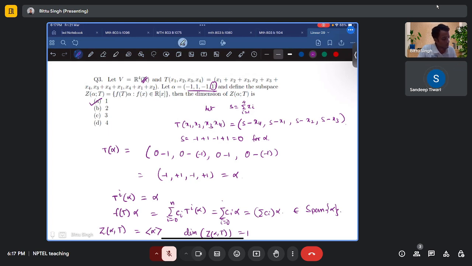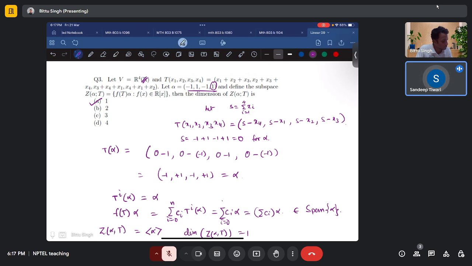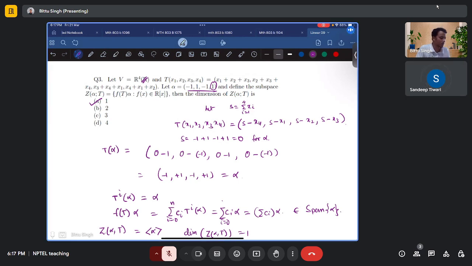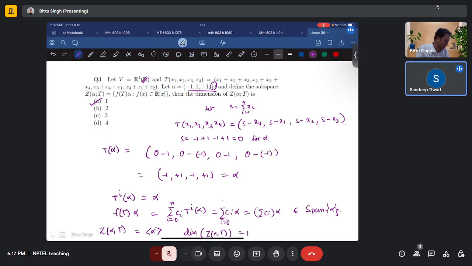Is it okay? Sir, yes, but can we say that the dimension of this subspace, this is defined as cyclic? Yes, this is called a cyclic space, generated by alpha. Yes, sir. Yes. So can we say that the dimension of this subspace is actually equal to the rank of T?